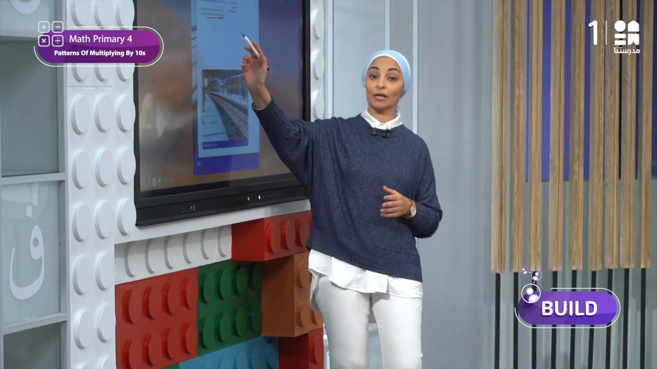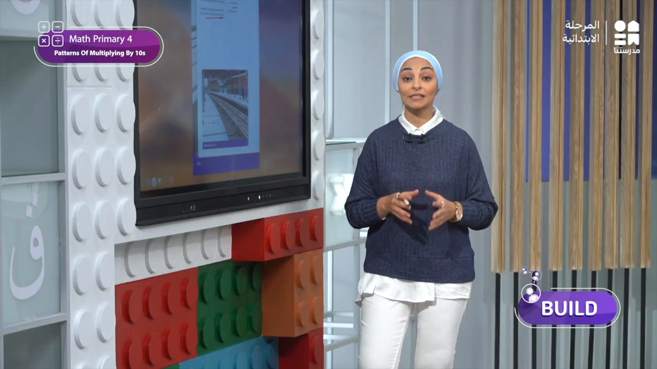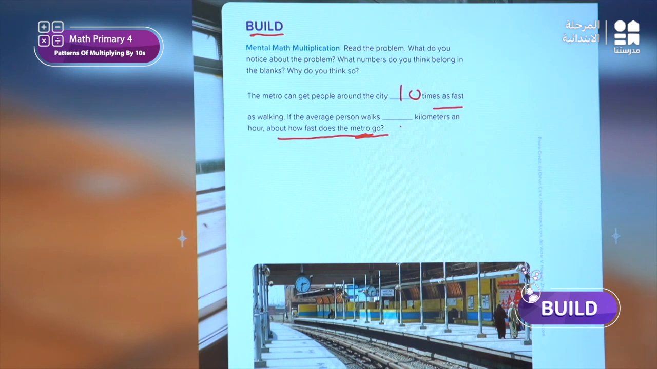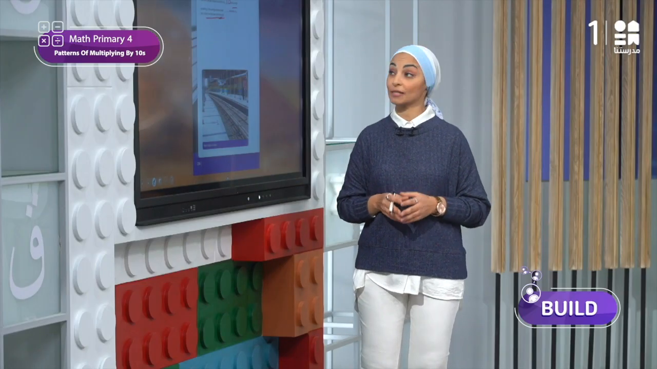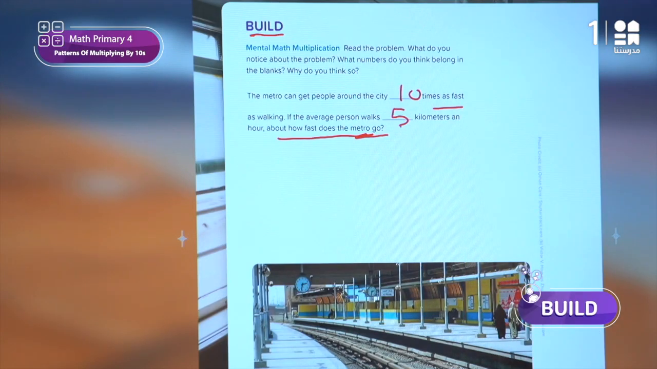الquestion اللي هو كان بيقول لي ايه؟ How fast does the metro go? If we say that metro travels 10 times as fast as walking. لو قلت لكم ان المترو travels 10 times as fast as walking. And the average man walks 5 kilometers an hour. والمان بيمشي 5 kilometers an hour.